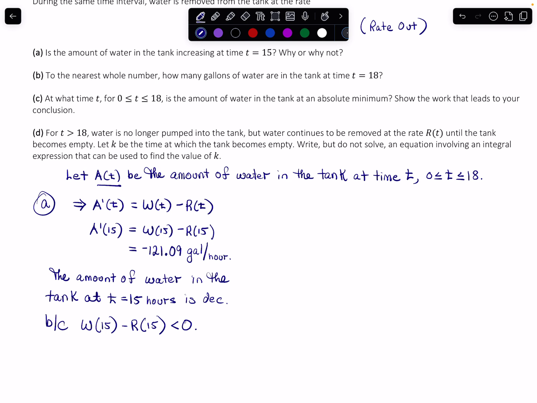And that makes sense, right? If you think about that for a second, what that means is water is being pumped out of the tank faster than it's being pumped in. So you're losing water in the tank. The amount of water is decreasing.